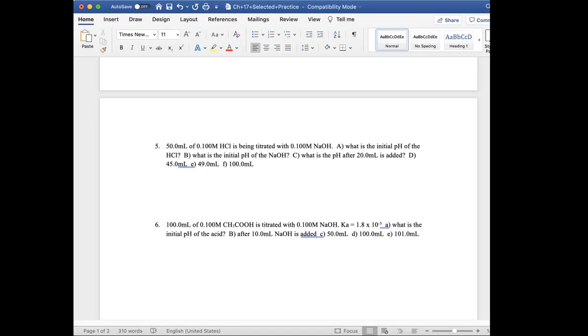So this is where we have to switch to the pOH. Okay, this is what we'll do. All of the HCl is used up, though, so that's why we can't really use that part. So let's see. All of that's used up. So if all of that's used up, now we just have to find the excess NaOH.